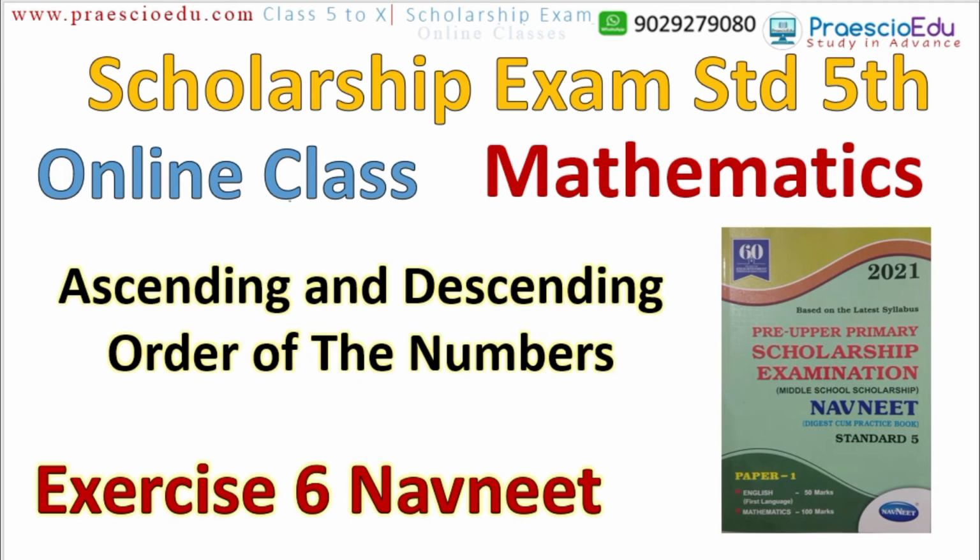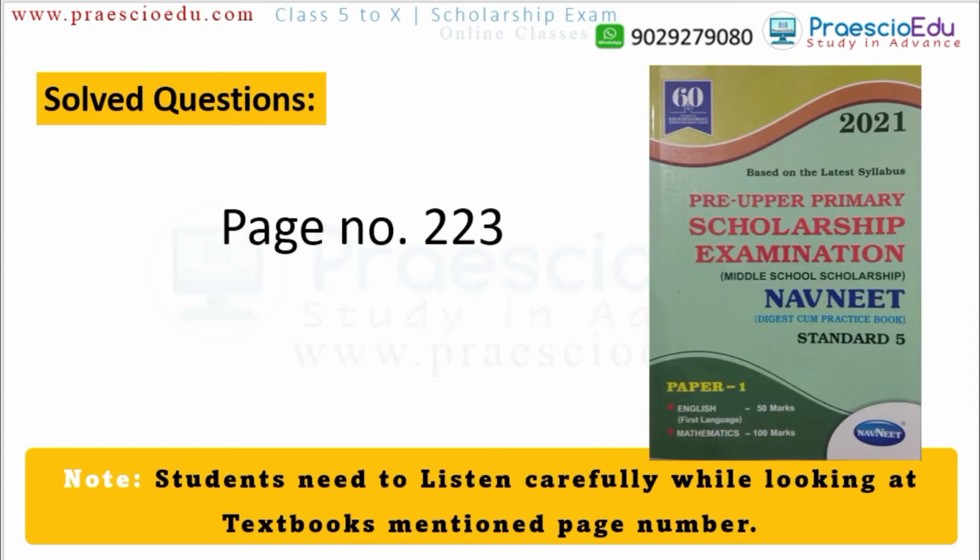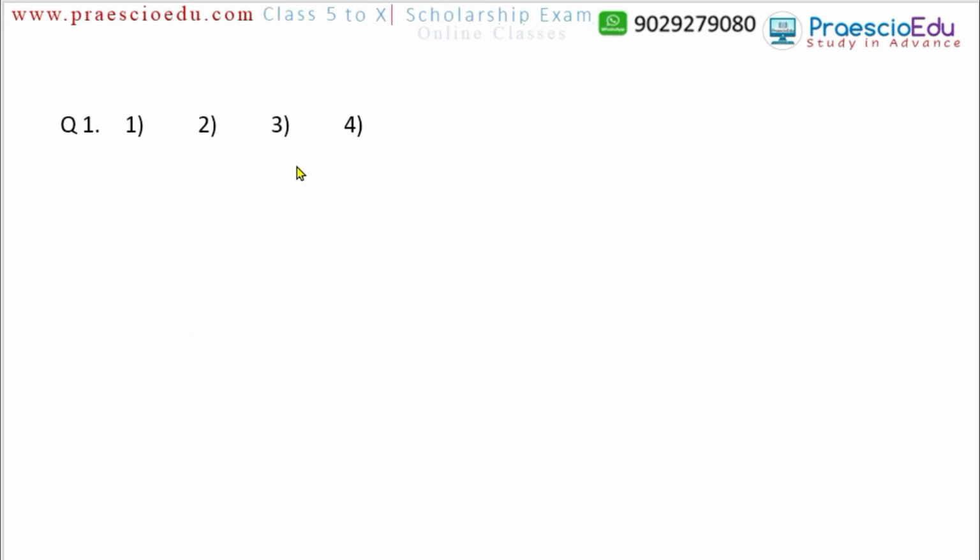This is the scholarship exam standard 5th online class and the subject is mathematics. In this one, the topic is ascending and descending order of numbers as per the given digits. In this video we are going to look at exercise 6, which is available in our Navneet Digest on page numbers 222 and 223. On page 222, there is one example already solved, so we will solve it again.